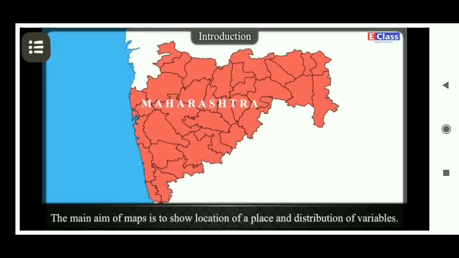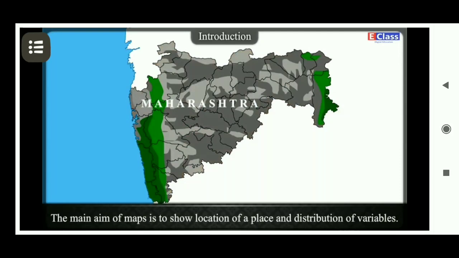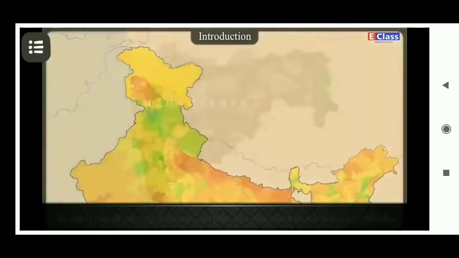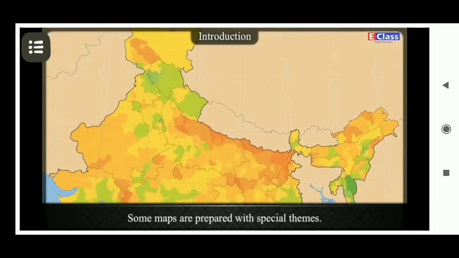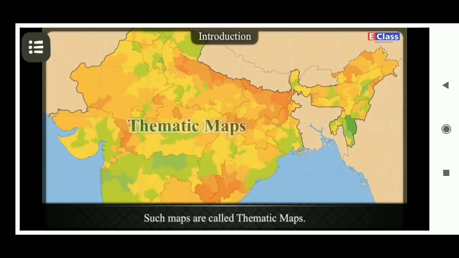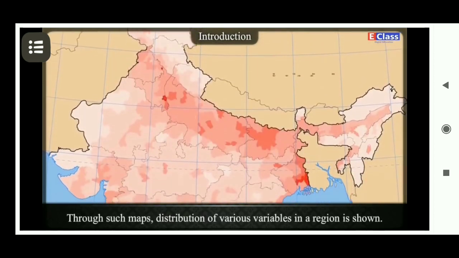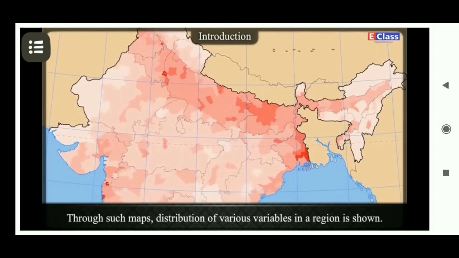The main aim of maps is to show the location of a place and distribution of variables. Some maps are prepared with special themes. Such maps are called thematic maps. Through such maps, distribution of various variables in a region is shown.